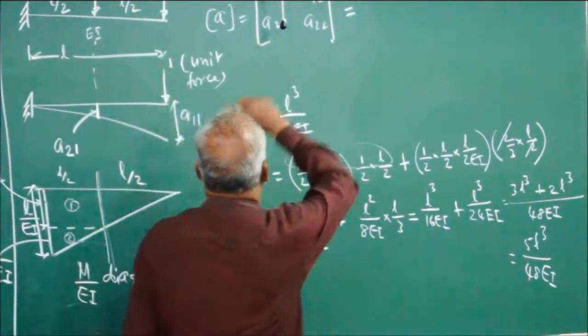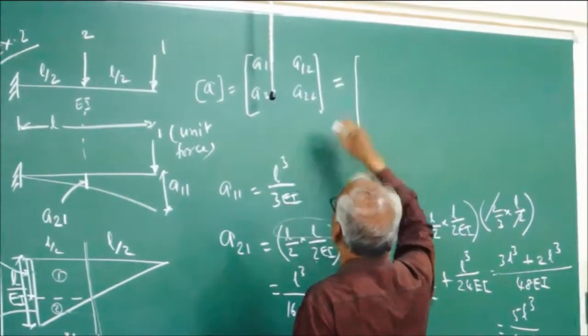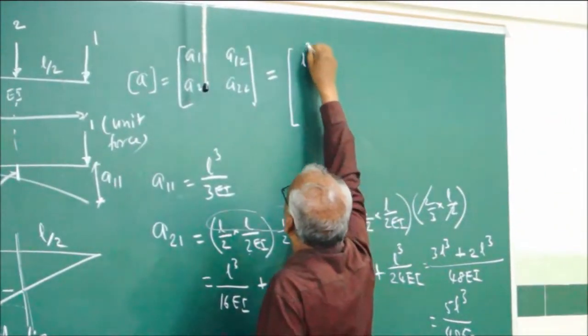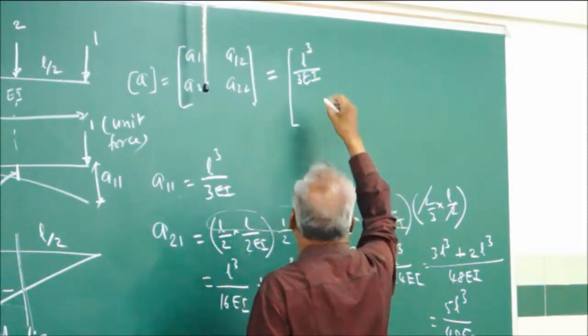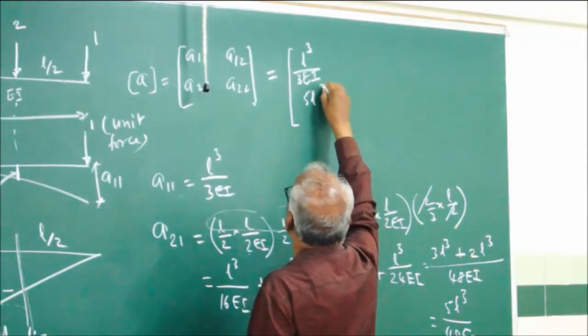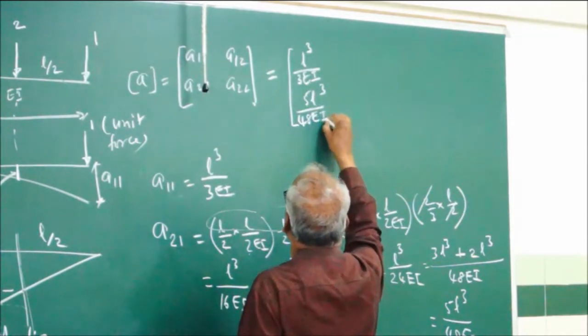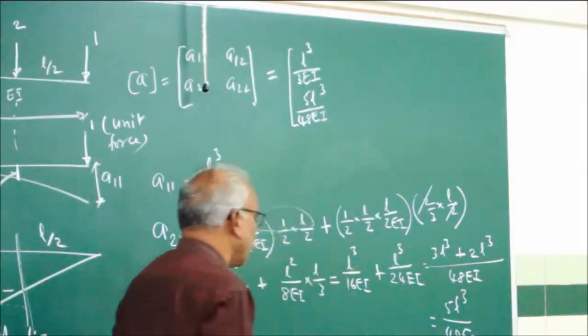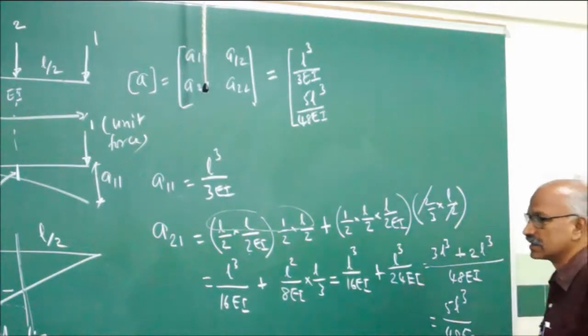Therefore, the first column is L cube by 3EI, 5L cube by 48EI. That's about the first column of the flexibility matrix.